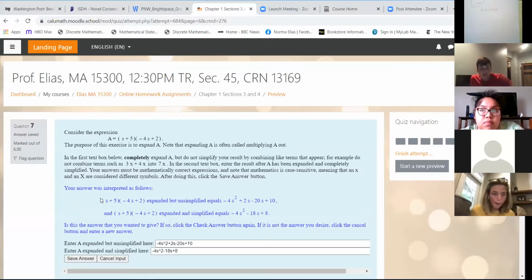Now Moodle will tell you how it interprets your answer, so you know that's what you want. It interpreted the first one this way: minus 4s squared plus 2s minus 20s plus 10, and the second one this way. If this is what you want, you're fine. If not, you go back and fix it. Once you do that, save answer.